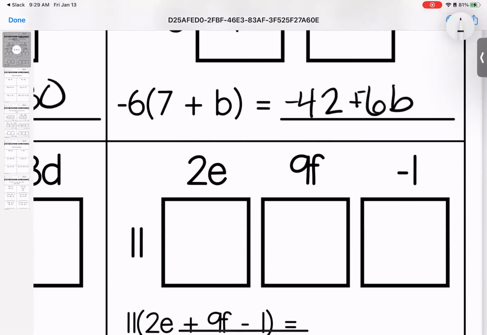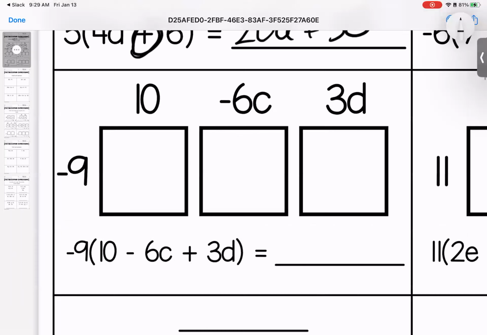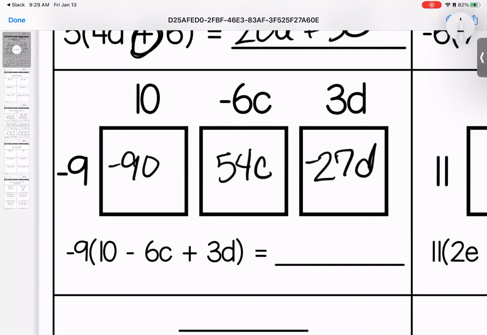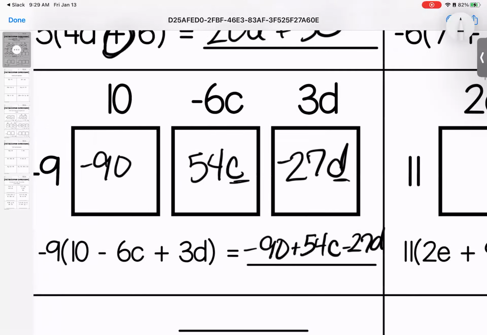Either would be correct. Coming down here, 9 times 10 is 90. It's negative. 9 times 6 is 54C, it's positive because they're the same sign. 9 times 3 is 27D, it's negative because we have opposite signs. We have a C and a D. They're different letters. They cannot be put together. So we have negative 90 plus 54C minus 27D. Or you could also do plus negative. Both of those would be correct.